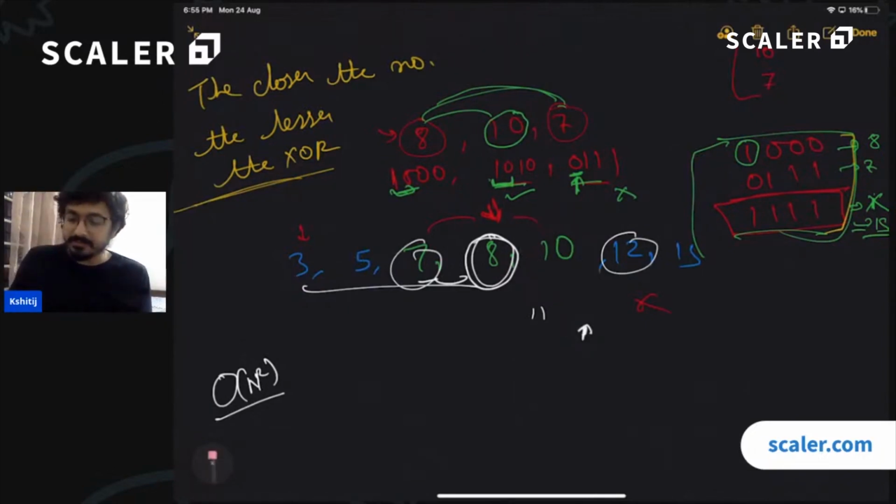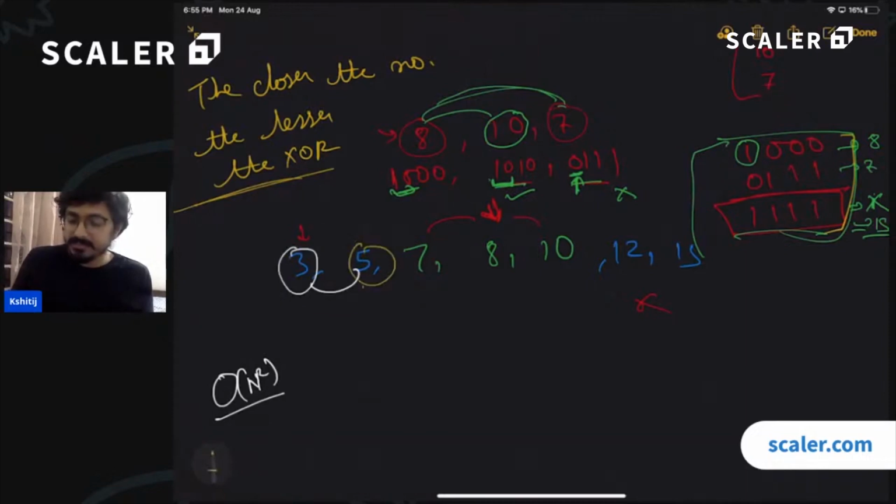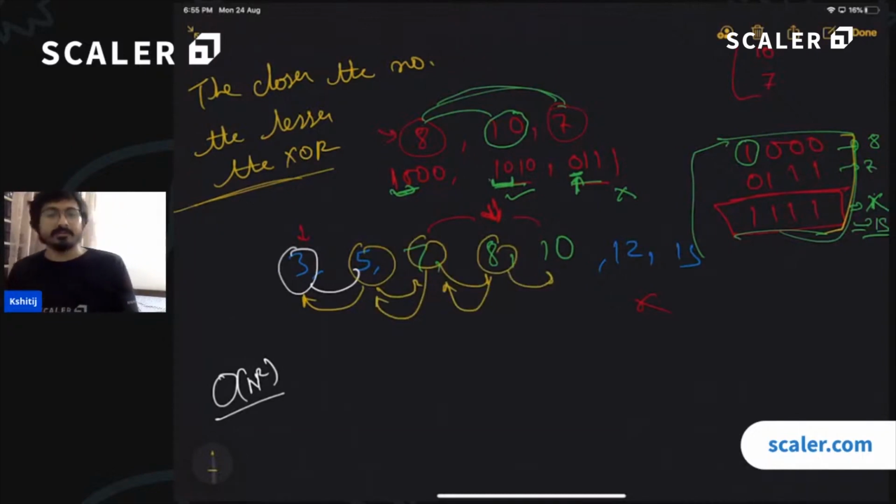So this is the intuition behind this: you sort the numbers and then for every number, you just check with the adjacent numbers. So for 5 you will be checking with 3 and 7, for 7 you will be checking with 5 and 8, for 8 you will be checking with 7 and 10, and so on. Okay.